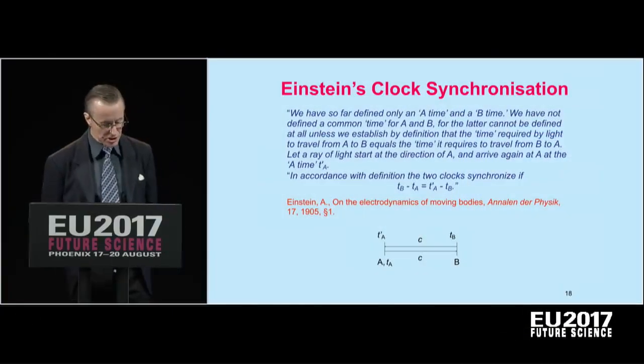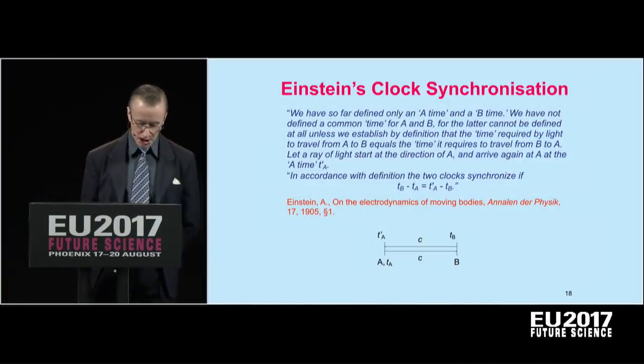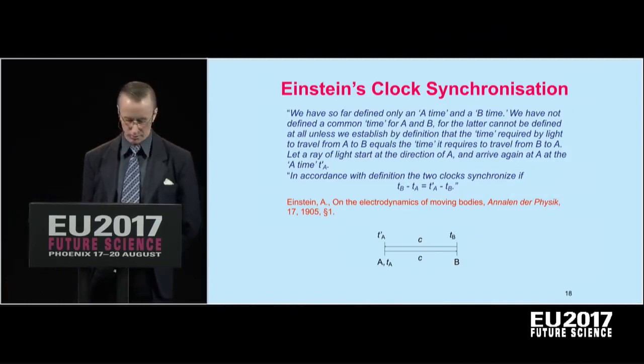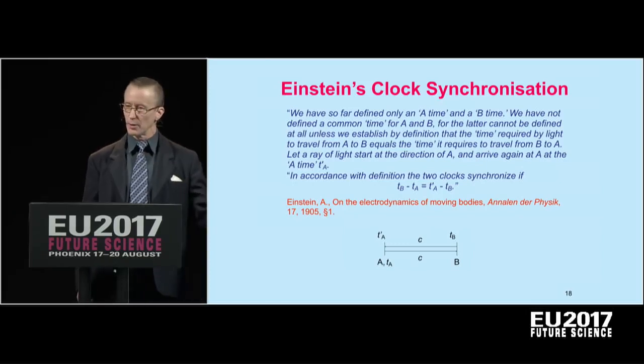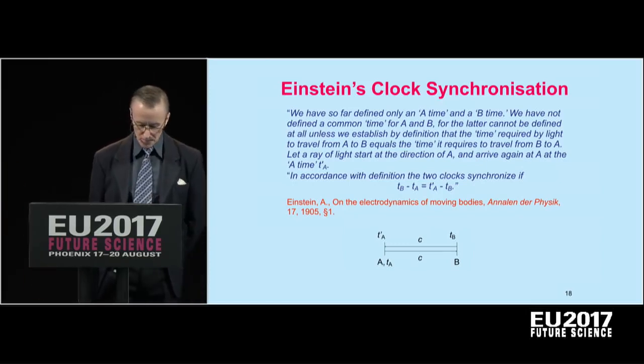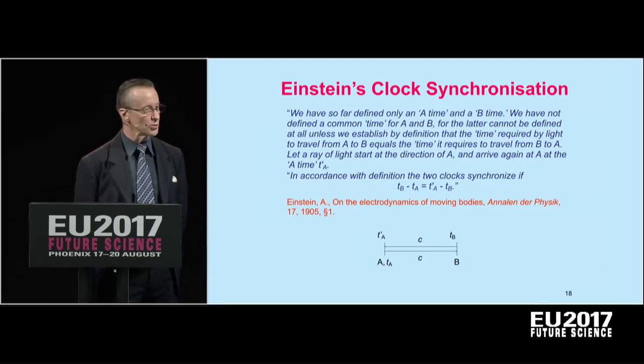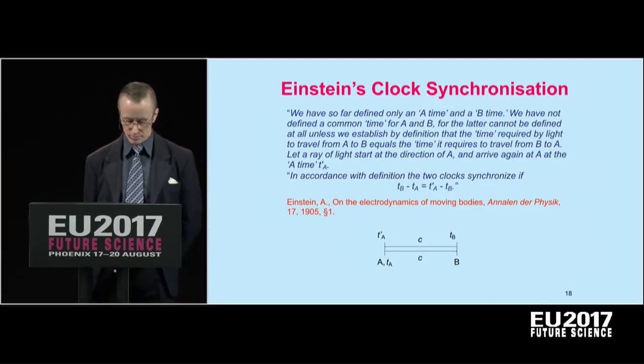Let's have a look at how he sets up clock synchronizations. We'll read again from Einstein so there's no doubt. We have so far defined only an A time and a B time. He's got a time at A and he's got a time at B, right? We have not determined a common time for A and B. This is where he wants to get his synchronizing clocks, right?